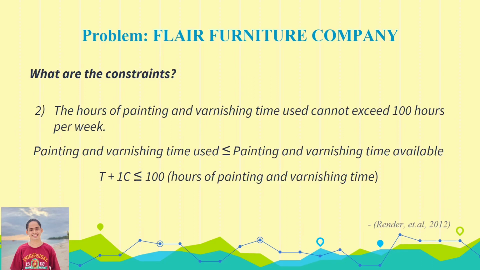2. The hours of painting and varnishing time used cannot exceed 100 hours per week, or in other words, painting and varnishing time used is less than or equal to painting and varnishing time available. Or 2T plus 1C is less than or equal to 100 hours of painting and varnishing time. We use the sign of inequality, less than or equal to, because 240 hours of carpentry and 100 hours for painting and varnishing are the maximum limitations that can be used, not amounts that must be used.